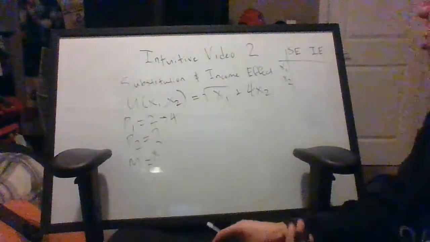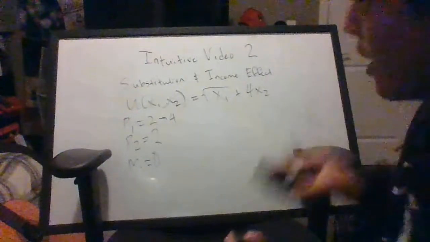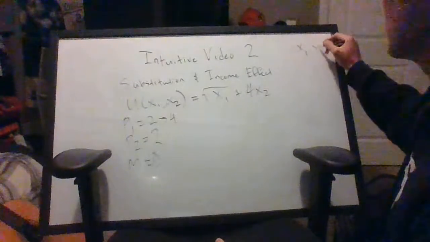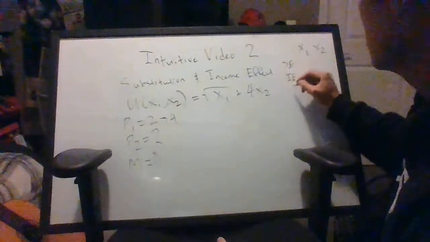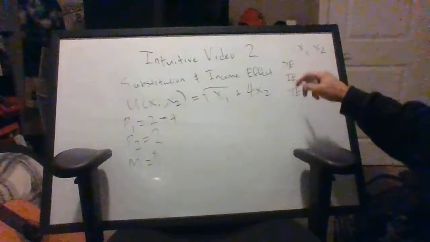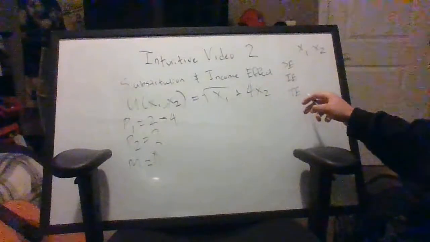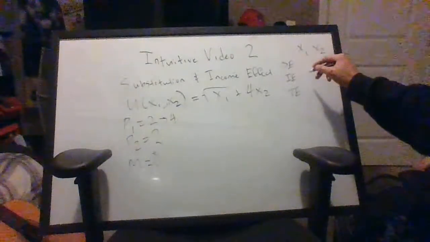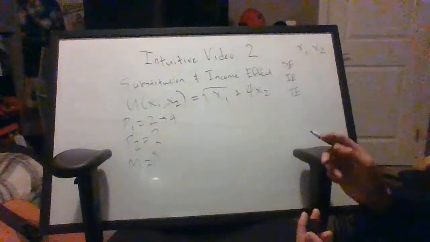And a lot of times, actually, I would recommend doing that. And I'll switch the axes just for visual purposes. So x1, x2, substitution effect, income effect, total effect. I do recommend having the total effect because sometimes you'll know the total effect and that'll give you information about potentially what the income effect is or what the substitution effect is.